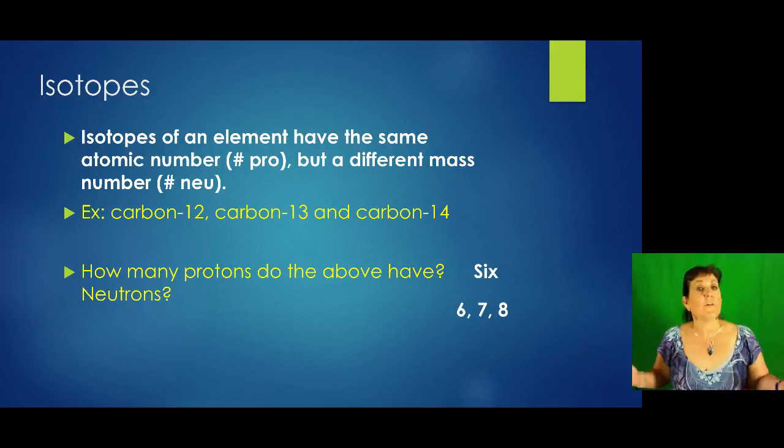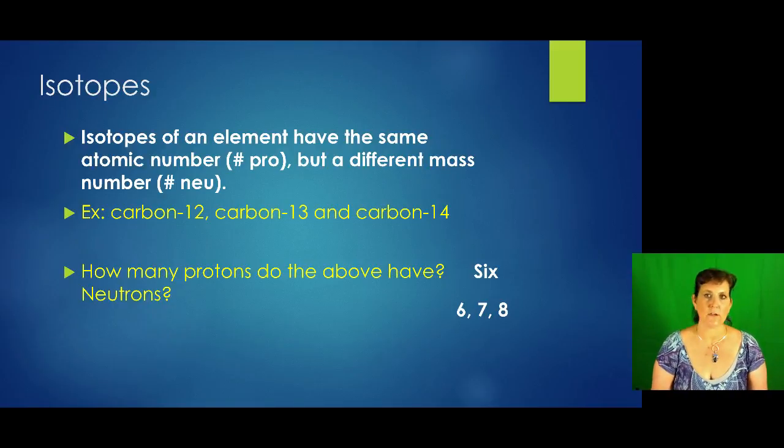See, the neutrons are different. That's what makes them isotopes. But protons was the same element, 6 protons. Neutrons were different. That makes them isotopes.